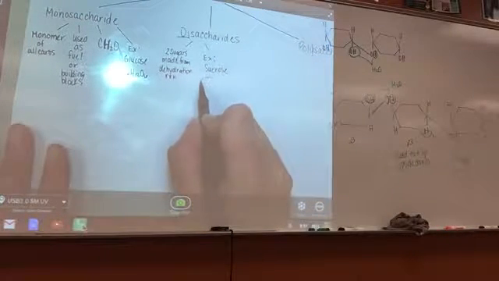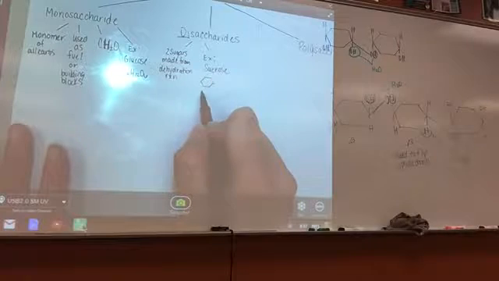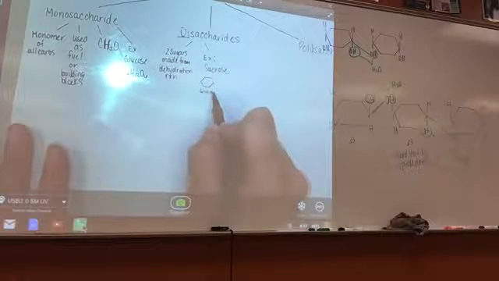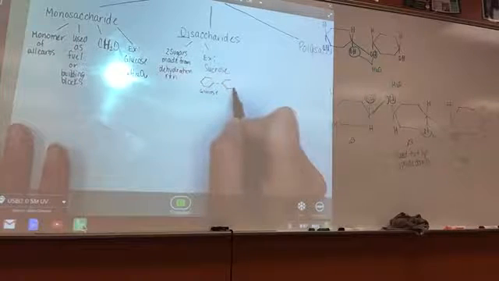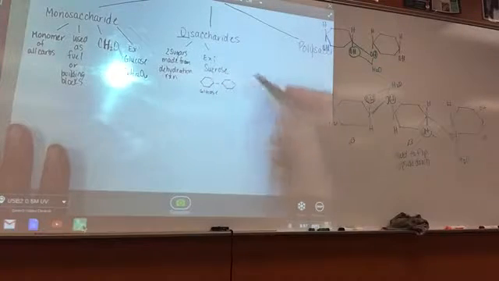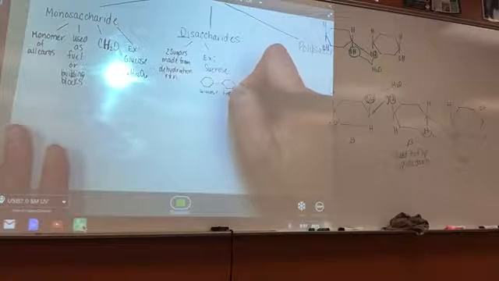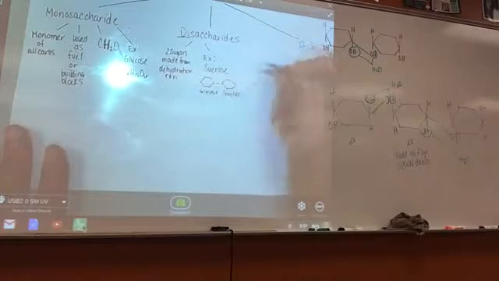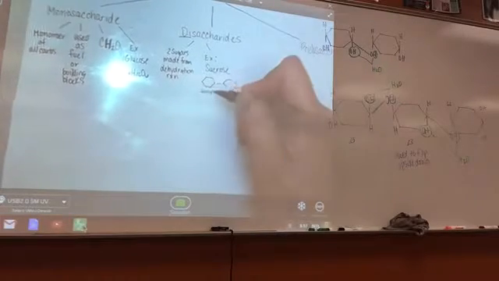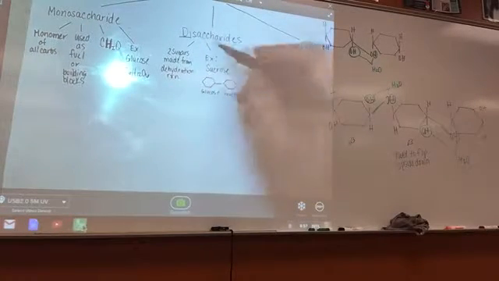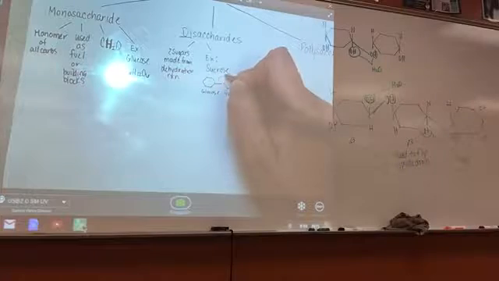Sucrose is a glucose put together with fructose. These are two monosaccharides hooked together, and the bond between the two monosaccharides, everybody remember there's a special name for that?